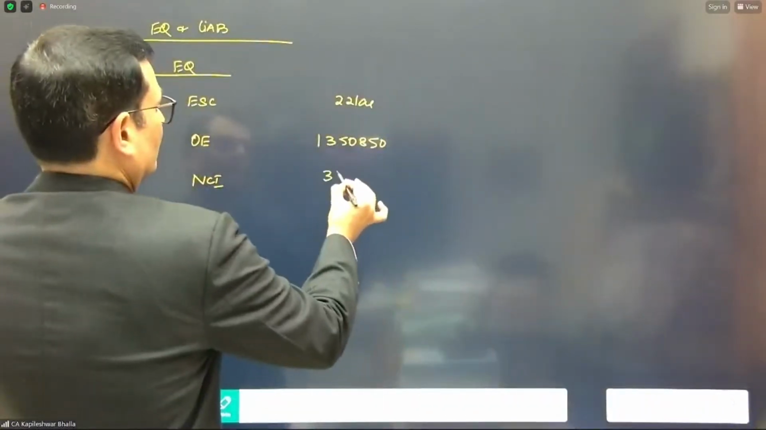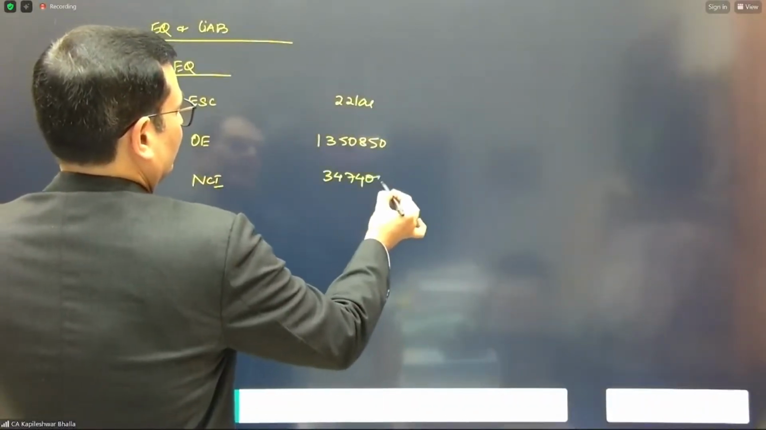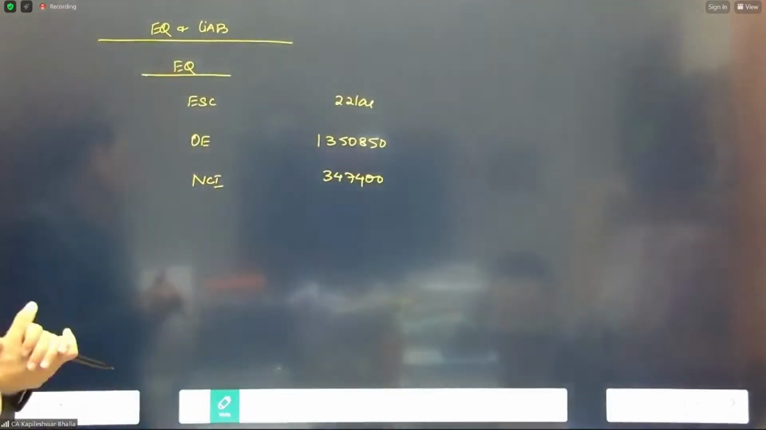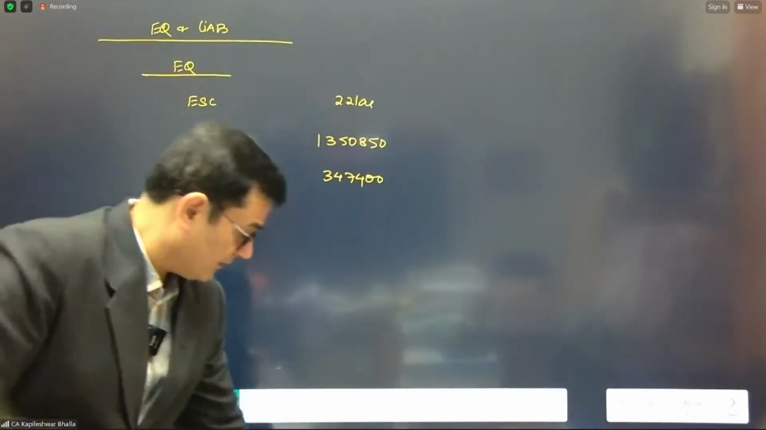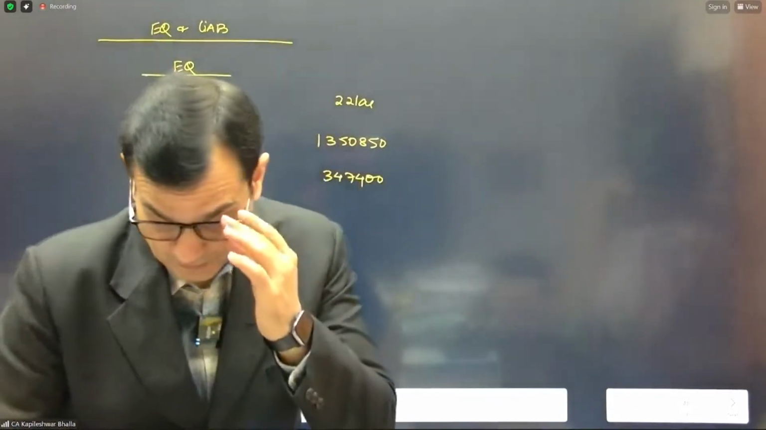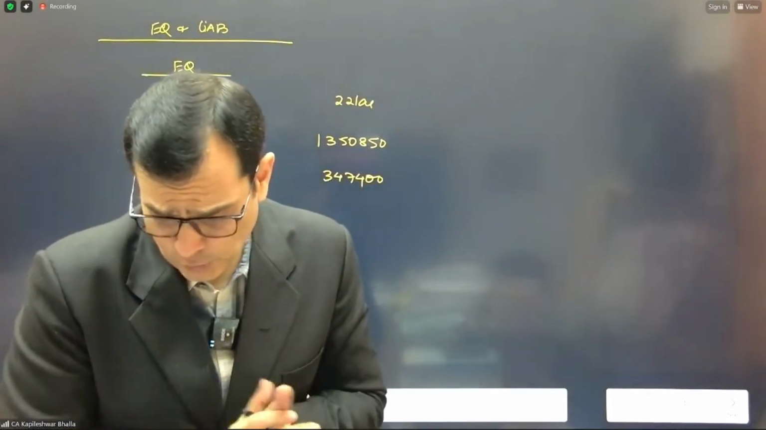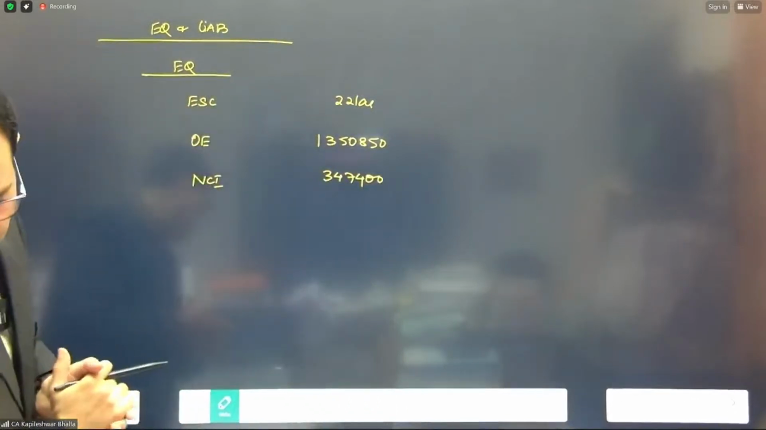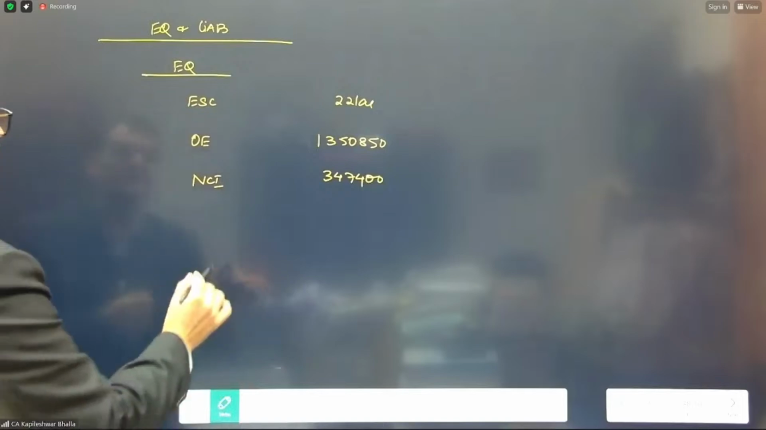This is 347,400, which is the NCI. Okay, I think the equity component is done. Now let's go further. After the equity component, no non-current liabilities are given. Oh, no, we are given the non-current liabilities as well.